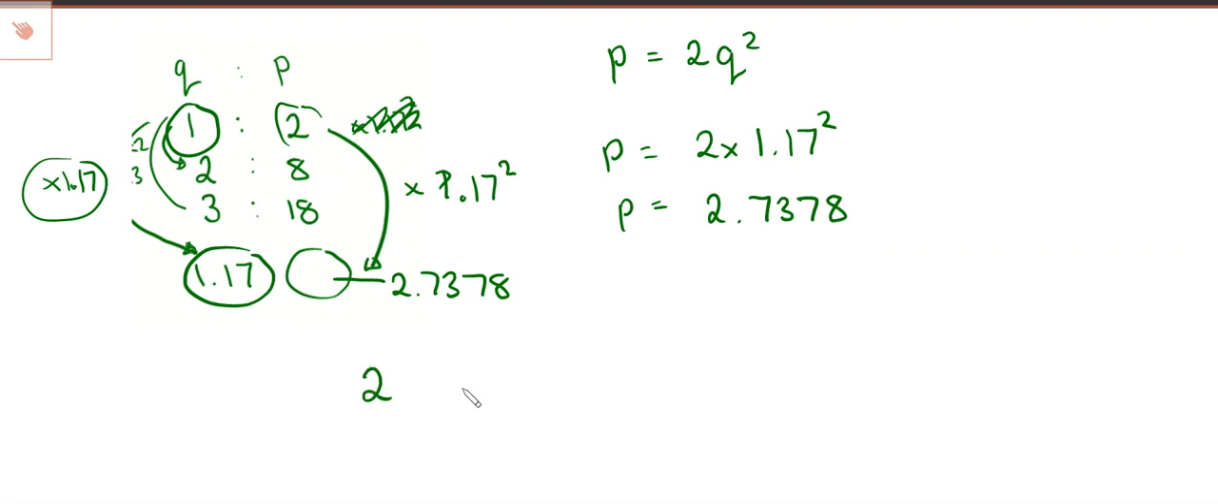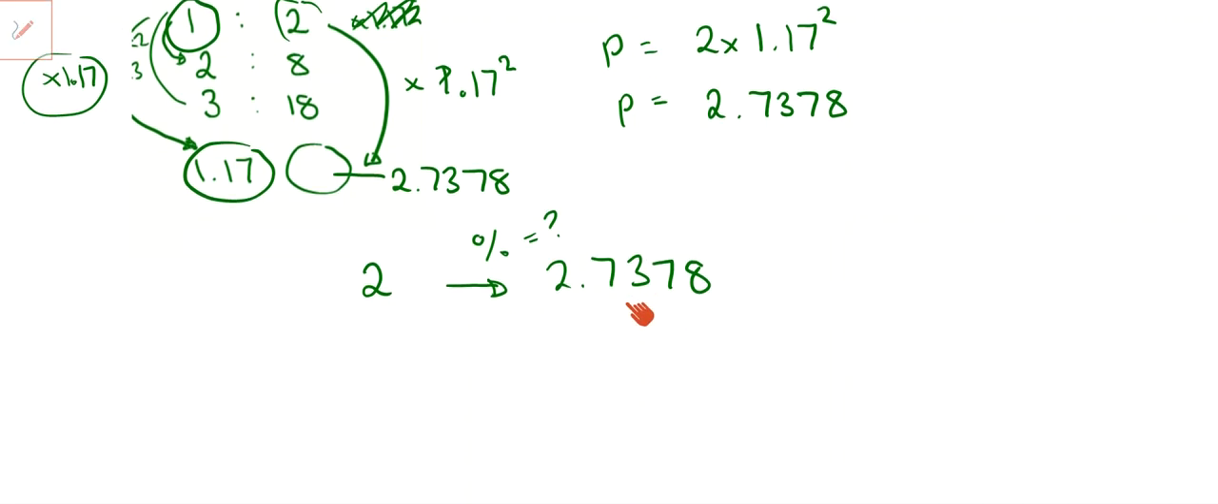But what if I said 2 to 2.7378? Could I work out what percentage increase that would be? How do you work out a percentage when you know the two numbers? There's definitely an increase, so how do you work it out? Again, something that you would have done in M1.